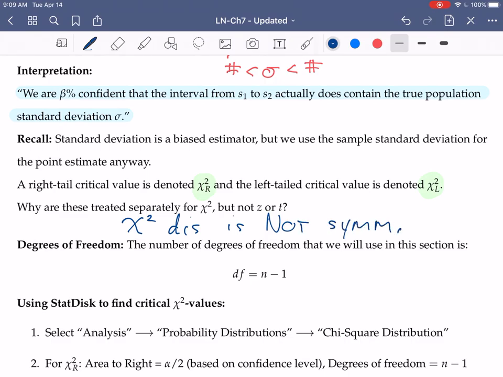So for both the z and t distributions, the normal distribution and the t distribution, because of that symmetry, if we had the positive critical value, our negative critical value, the lower critical value, was just the negative of our positive critical value. For degrees of freedom here, again, we are going to use one less than the sample size, just as we had with the t distribution. So we're using n minus 1, one less than the sample size. That's our degrees of freedom.